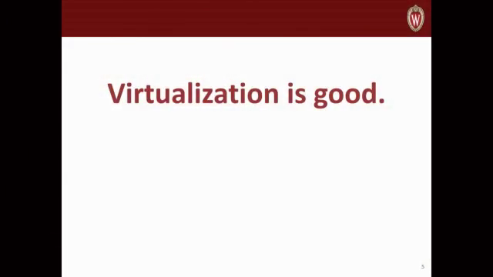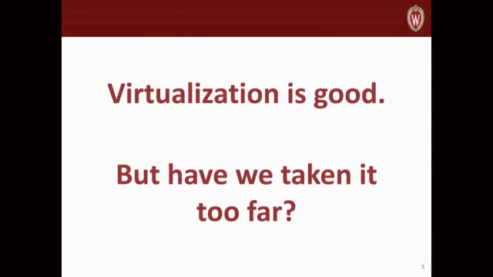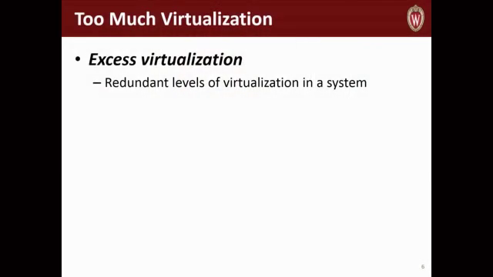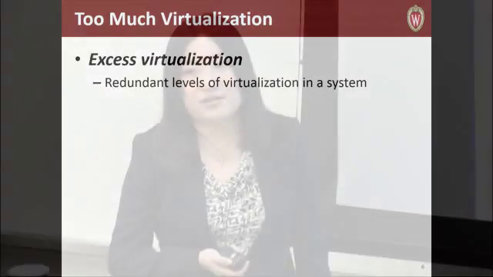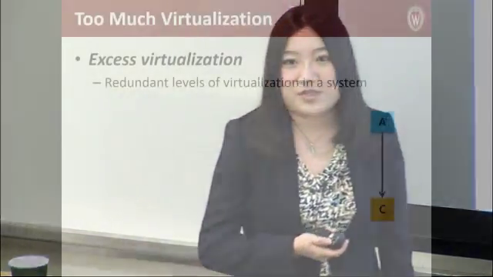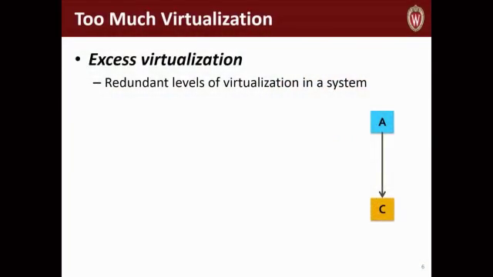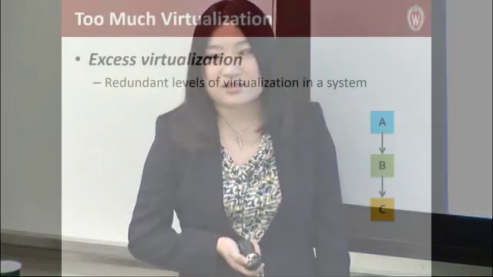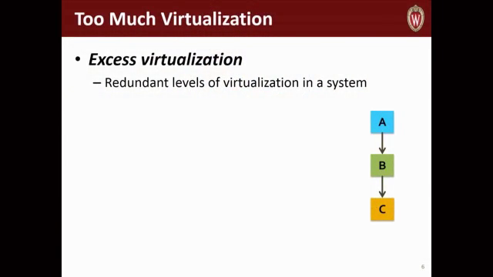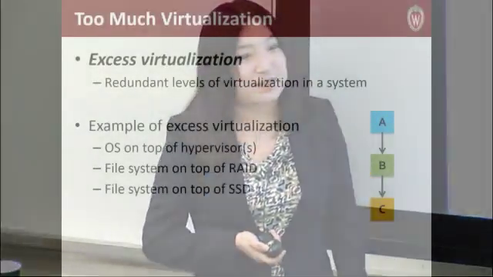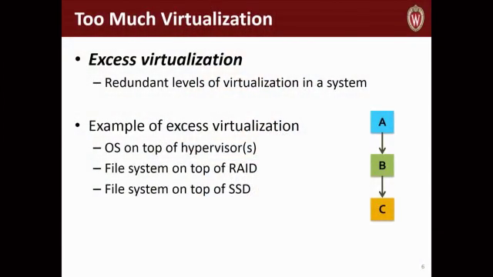So we know that virtualization is good, but my question is, have we taken it too far? That redundant levels of virtualization are added in a single system, a problem we call excess virtualization. I think in this example, the object A could have been directly mapped to object C. Instead, two levels of virtualization are added. Such excess virtualization happens in many systems.